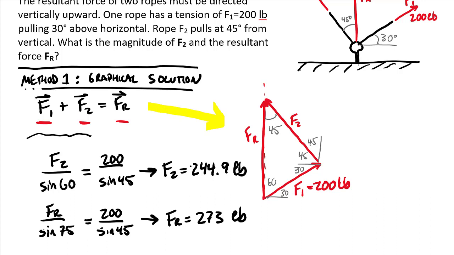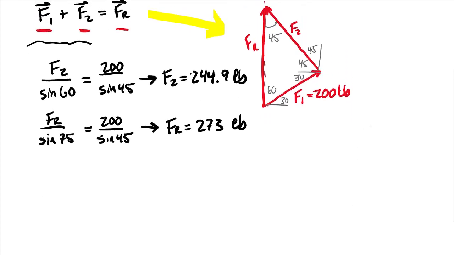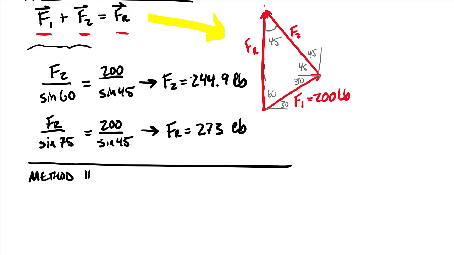Okay. The other way we're going to solve this problem is we're going to use this same basic equation, F1 plus F2 is equal to FR, all those being vectors, and change them into vector components. So let's leave that equation visible here for just a second. Come down here and say we have our method 2. We're going to use vector algebra.